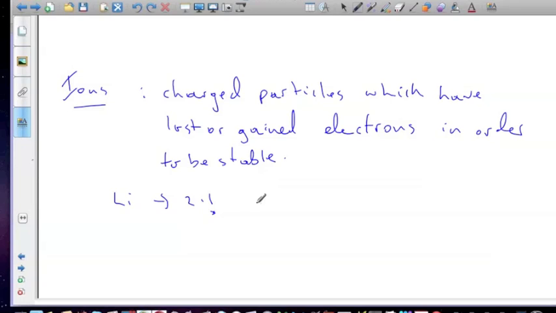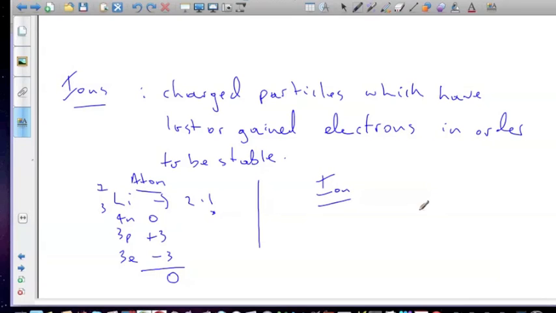Now, why does it have a positive charge? Lithium, atomic number 3, had 3 protons. It also had 3 electrons. It had 4 neutrons. The charge on the neutron is 0. The charge on the proton is +1. The charge on the electron is -1. So the overall charge on the atom is 0. That's the atom. What does it look like for the ion?